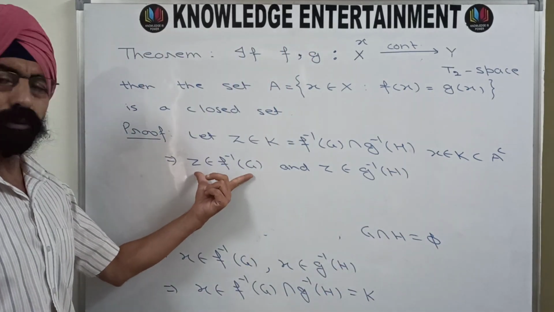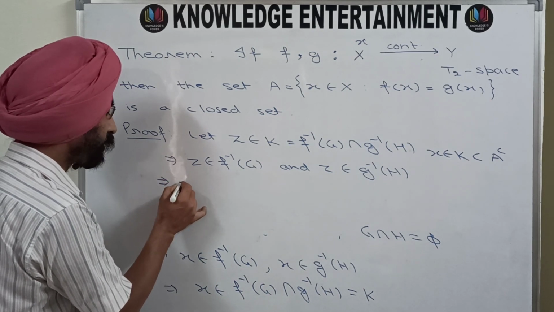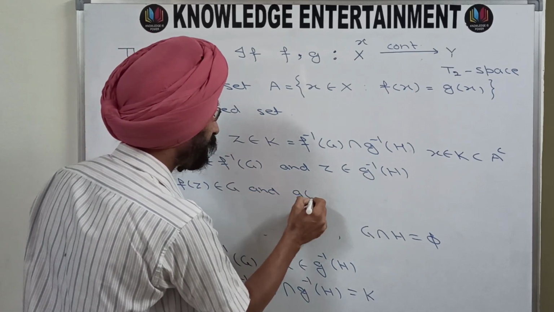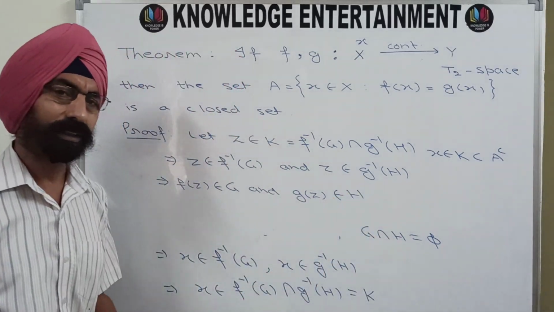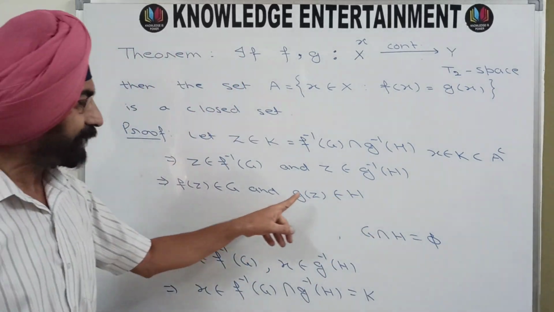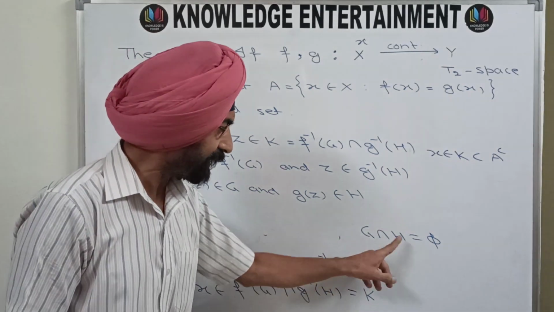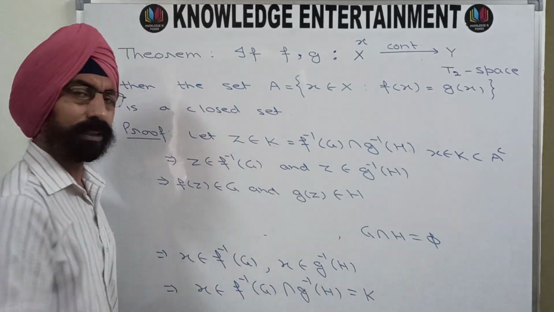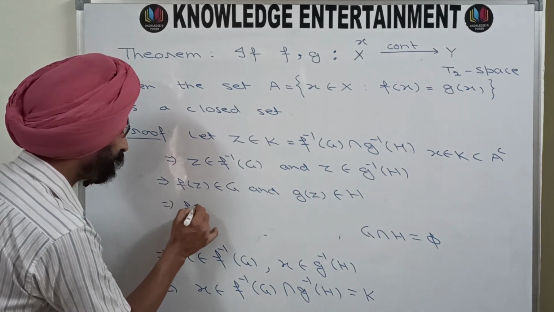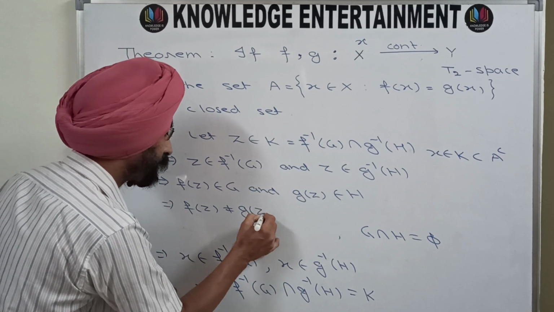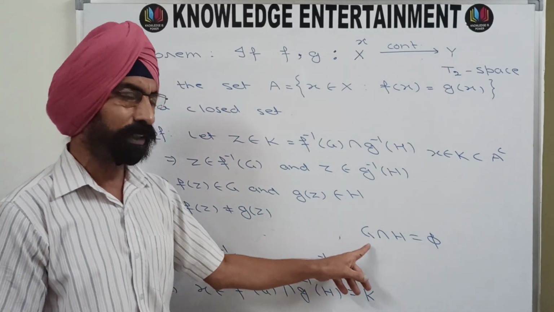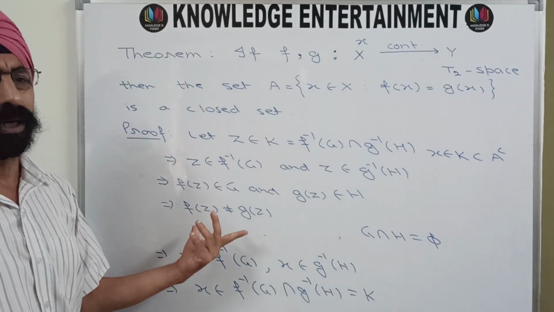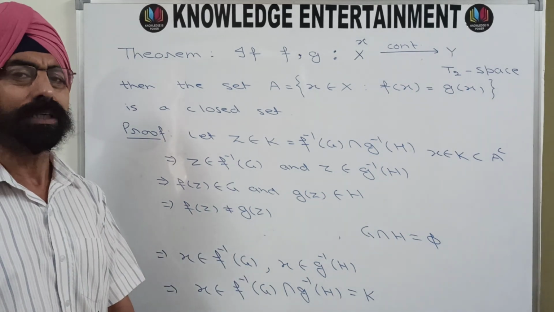Now, Z belongs to F inverse G directly implies that your F of Z belongs to G and your G of Z belongs to H. Fz belongs to G and Gz belongs to H. But the intersection of these two sets G and H is phi. So this clearly implies that Fz is not equal to Gz, because one of them is an element of G, another one is an element of H, and the intersection of G and H is phi. So how can these two elements be equal? They cannot be equal. So Fz is not equal to Gz.